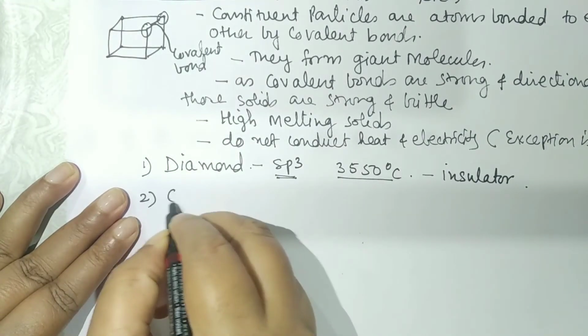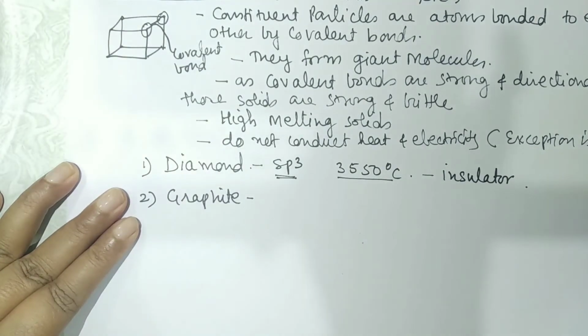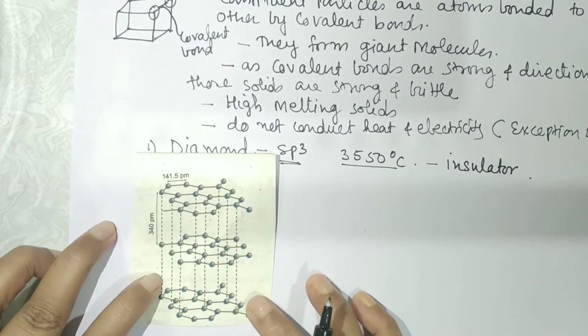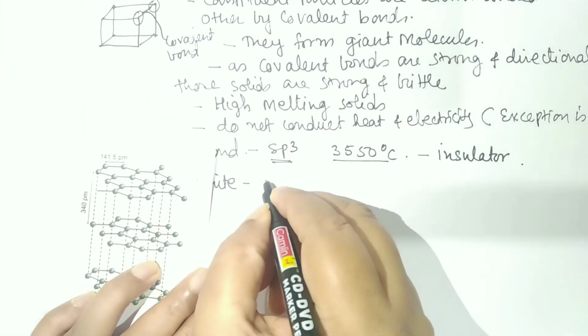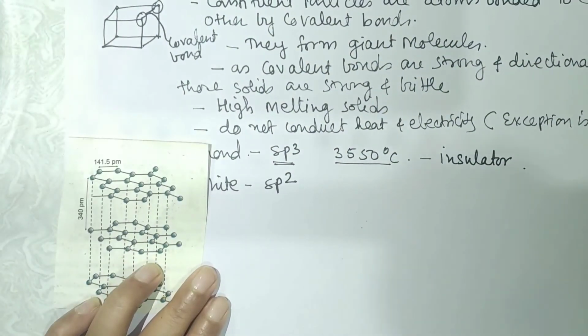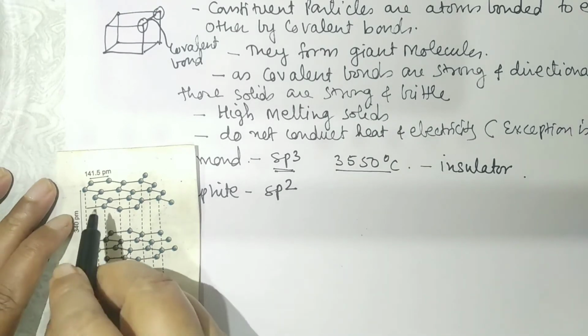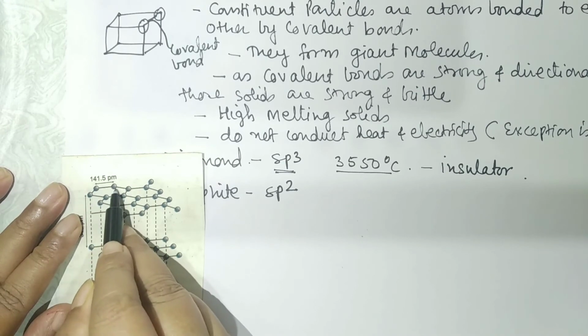Let us come to the next one, that is graphite. In graphite, you see this type of structure. Graphite is also an allotrope of carbon, in which the carbon atom here is sp2 hybridized. When I say sp2 hybridized, they form covalent bonds with 3 other sp2 hybrid orbitals, and this results in the formation of interlinked 6-membered rings. You can see here, this is the 6-membered ring which is formed.